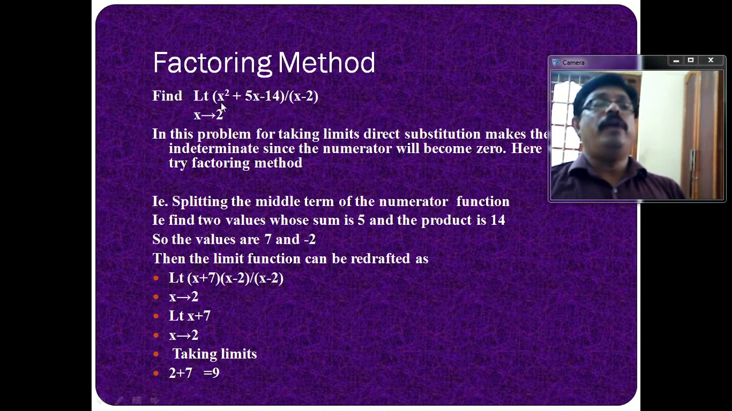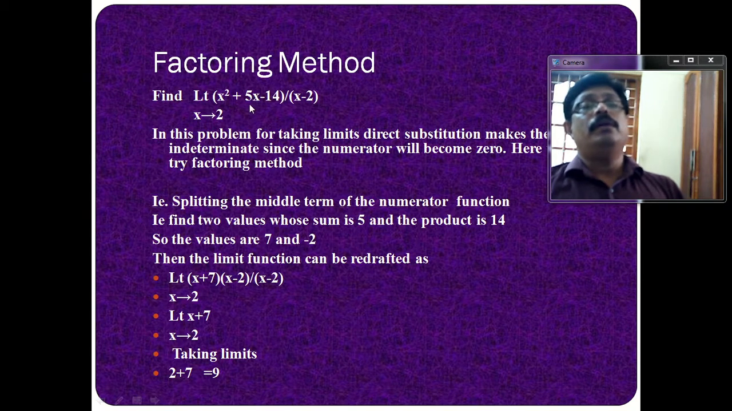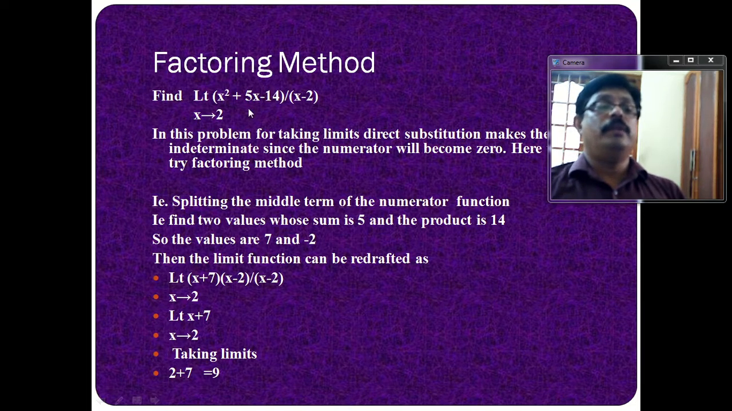Here you will have to factorize the numerator. The numerator is x square plus 5x minus 14. So this is equal to x square plus 5x plus minus 14. You will have to split the middle term. Factoring, you have already learned in quadratic equations. How to split the middle term? Find two values whose product is equal to minus 14 and sum is equal to 5. You can easily identify the values as 7 and minus 2.